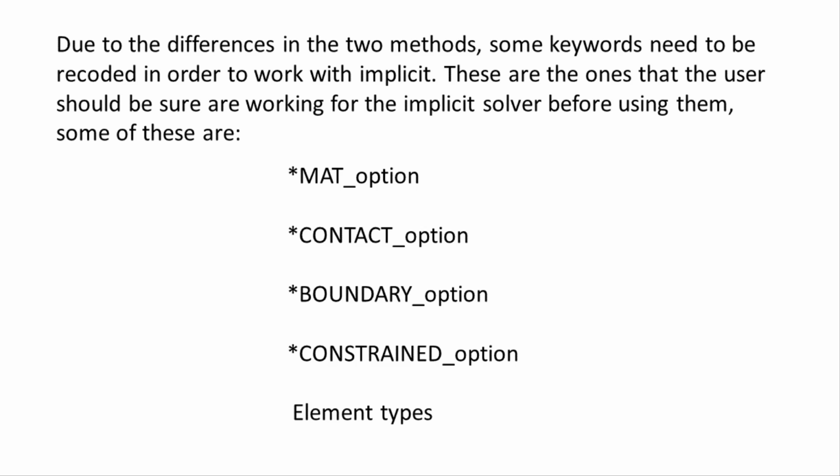Due to the differences in the two methods, some keywords need to be recoded in order to work with implicit. These are the ones that the user should be sure are working for the implicit solver before using them. Some of these are material cards, contact cards, boundary cards, constraint cards, and element types. We will discuss these cards in later lectures.